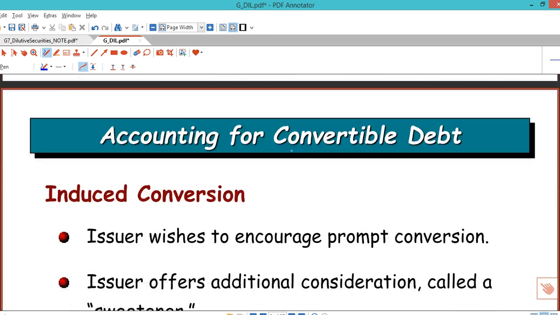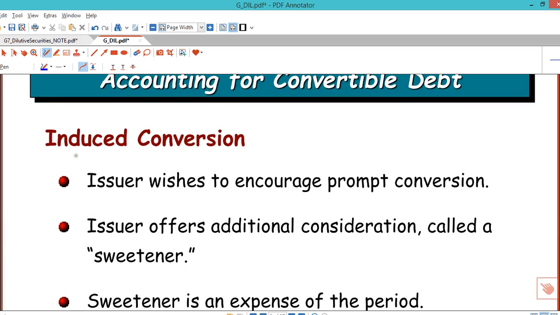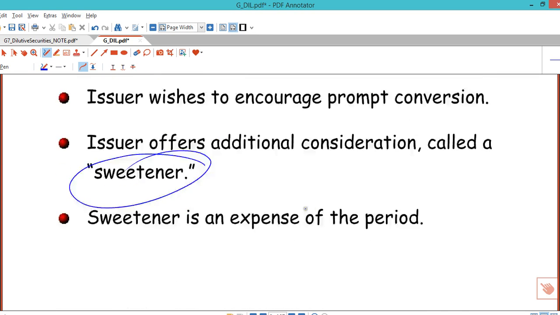All right, and brief exercise 3 is an induced conversion. Sometimes the bondholders go, you know what? I think this bond looks better than the stock, but the corporation needs to get them out of the way for some reason. Typically, it's because they're going to reorganize their capital structure. Maybe there's an acquisition. They're being acquired. So they need to get the bondholders out of the way. They'll be offered extra cash, which is called a sweetener, and you just expense it.